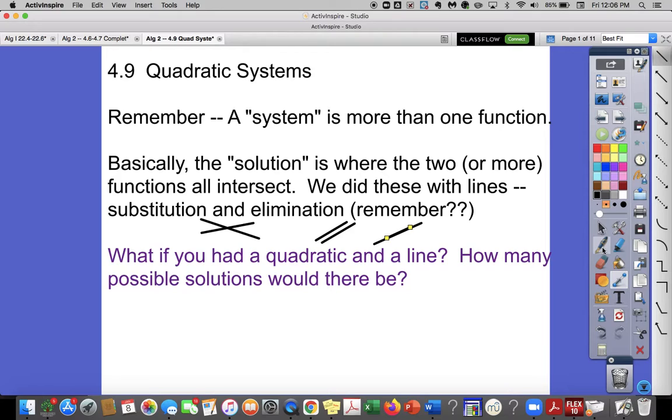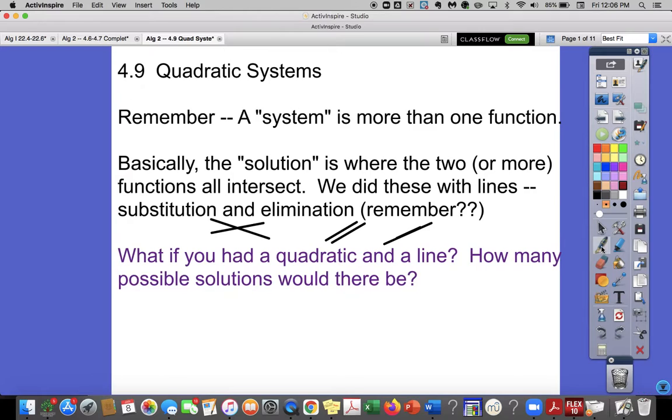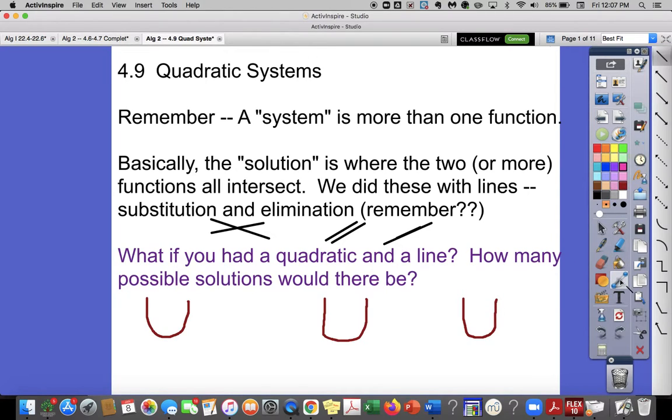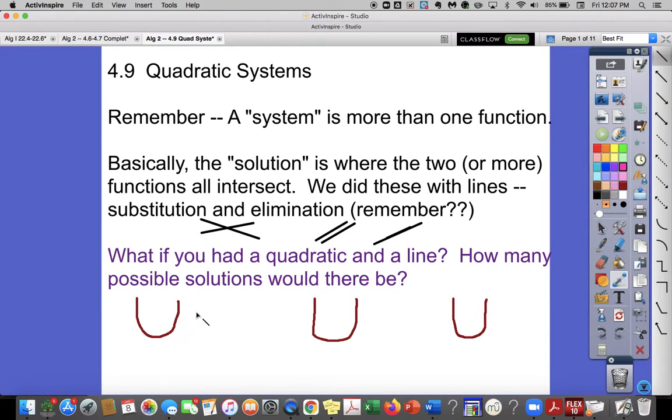Whenever we start talking about quadratics, though, that means we're going to have a parabola. Remember, that's the shape of a quadratic. So we have a parabola here, excuse my art, and then we'll have a line. For right now, let's just talk about how it works with a line.